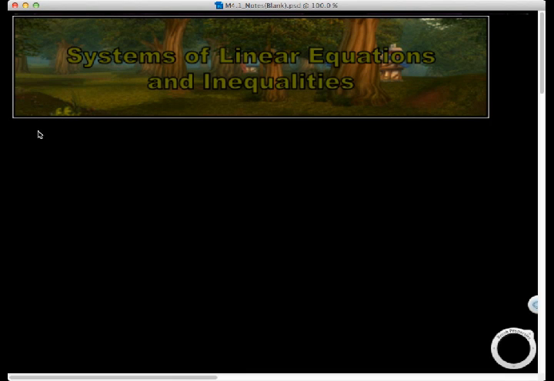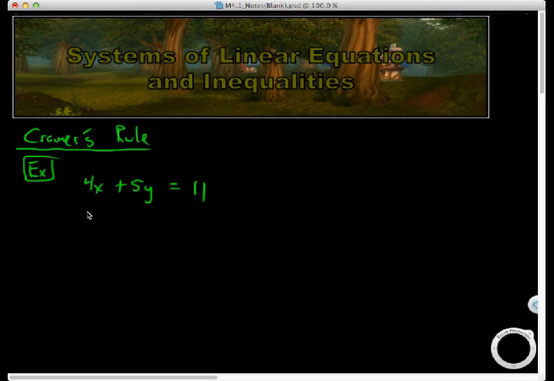Greetings and welcome. In today's lesson, we're going to look at using Cramer's rule as a means of solving systems. And our first example is going to be of a 2 by 2 matrix. I'm going to solve the system: 4x plus 5y equals 11, and our second equation will be 3x minus 2y equals -9.